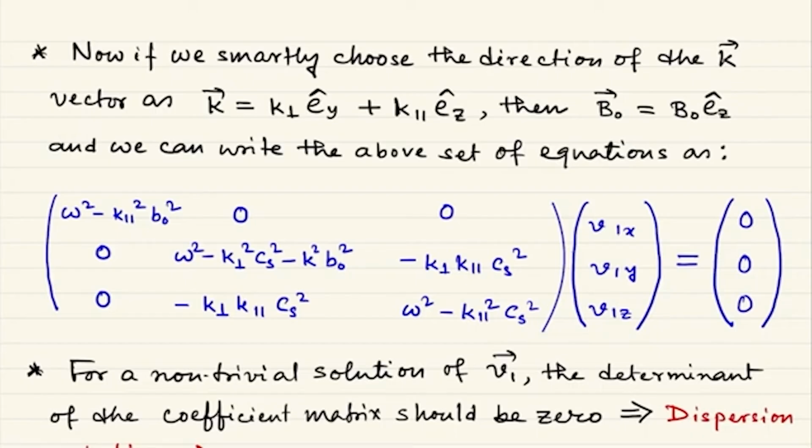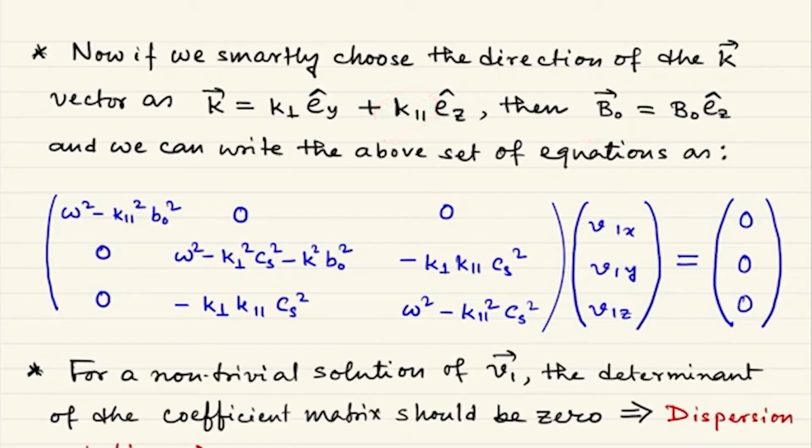Now capital B0 simply will be written as B0 times e_z cap, and then you can simply say that the y direction will be perpendicular to B0, so that's why this is k perpendicular, and the z direction is parallel to B0, that's why there is k parallel.